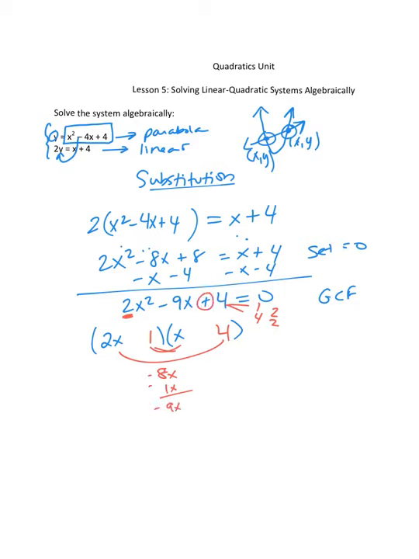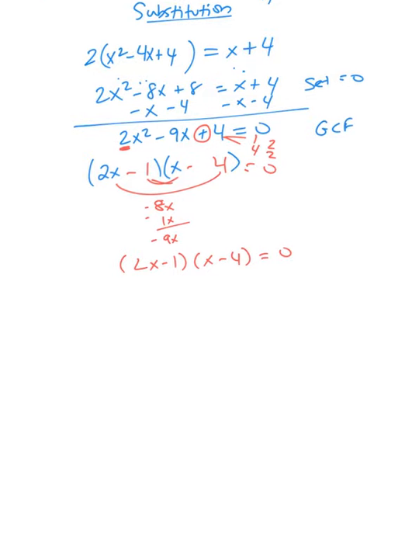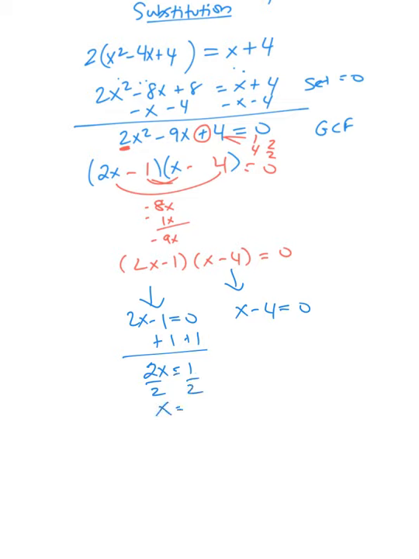So I have 2x minus 1 times x minus 4 is equal to 0. I'm going to set each of these equal to 0, so I now have either 2x minus 1 is equal to 0 or x minus 4 is equal to 0. And I solve each one separately. Here I add 1. I get 2x equals 1. Divide by 2. x equals 1/2. And here I add 4. x equals 4.